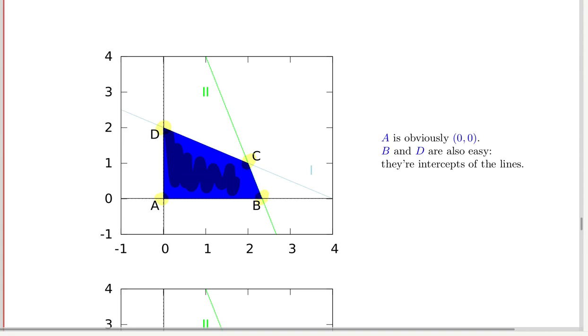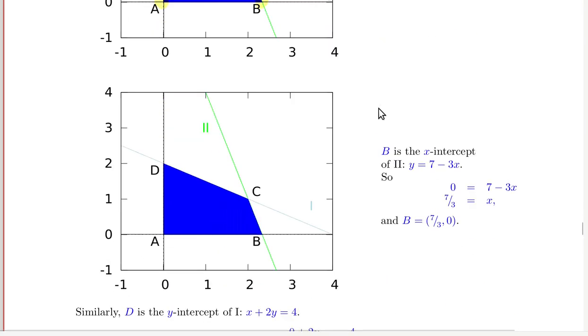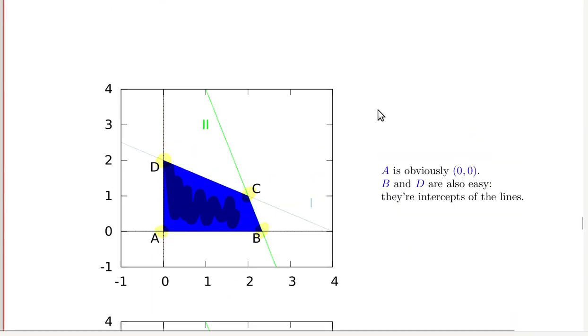Now, it is possible to have an unbounded feasible set, that is, a feasible set that goes on forever. This one is bounded because it's just a finite quadrilateral. But it is possible that you could have a feasible set that's open on one side or open in one direction, right, and goes on forever. That's certainly possible. We'll talk more about that later.